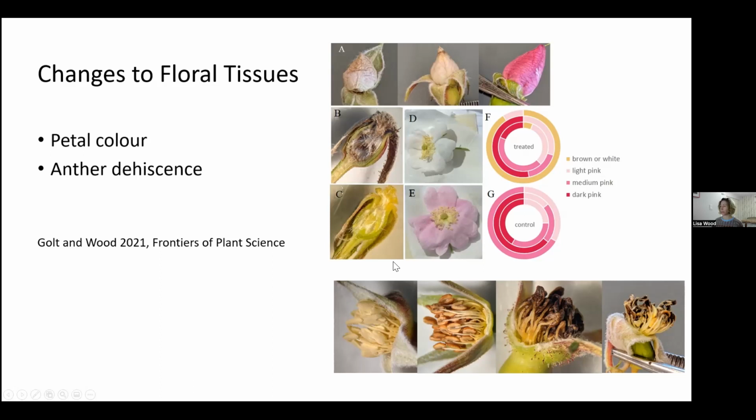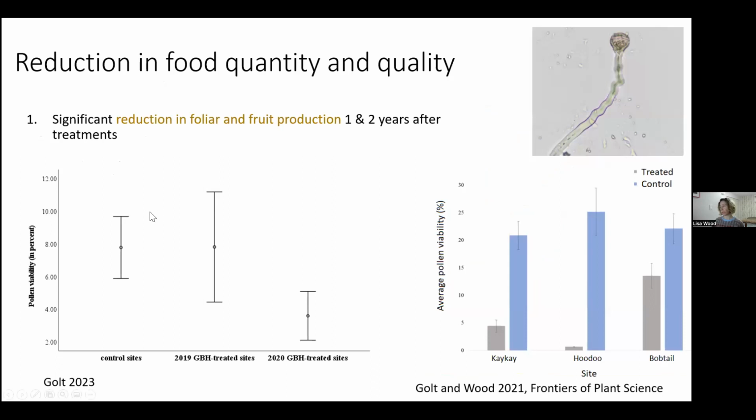compared to what some buds would look like in control areas. Similarly, in the anthers of the flower, these again look like they're very old anthers, but actually this is what treated anthers would look like, and untreated anthers would be somewhat more healthy looking, nice bright yellow color. So even in buds that are just being opened up for the first time, we have this strange effect from glyphosate treatment.